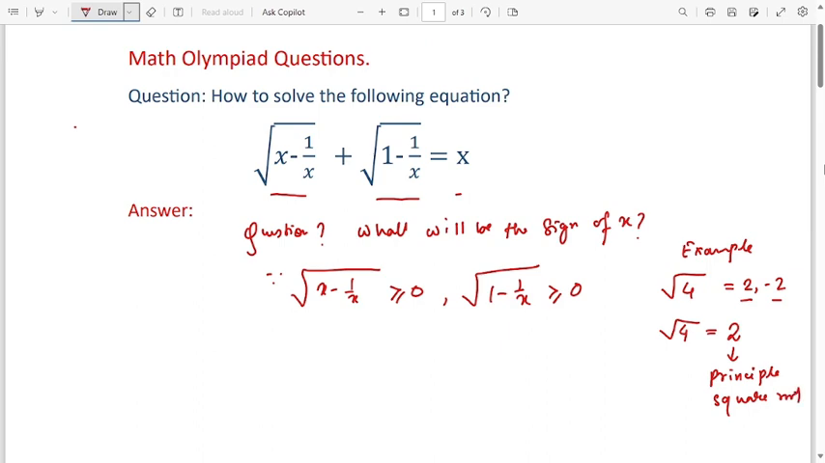So we know that this expression and this expression are greater than or equal to 0, meaning both are non-negative. The sum of two non-negative numbers will always be non-negative. That's why we are writing that square root of x minus 1 by x plus square root of 1 minus 1 by x is always greater than or equal to 0. This is a non-negative number, this is also non-negative, so their sum is also non-negative.